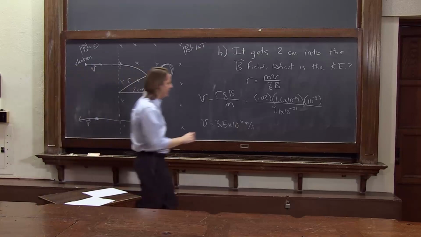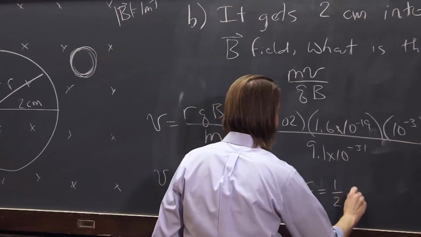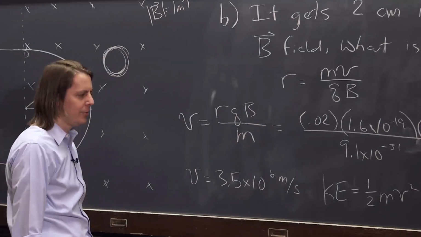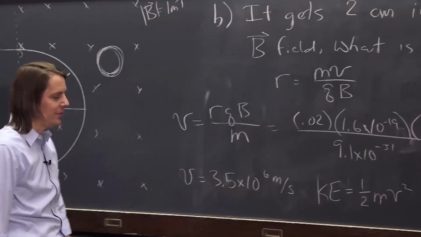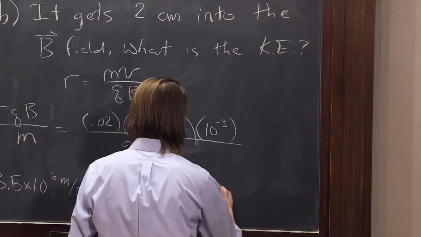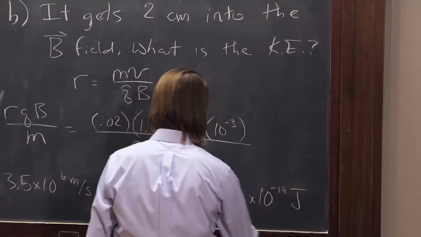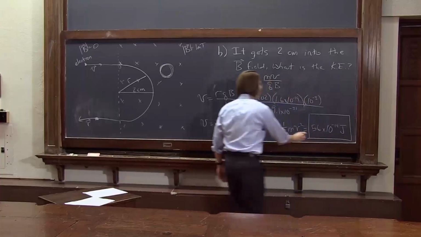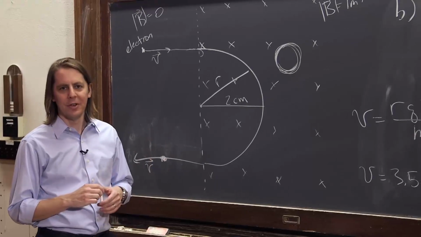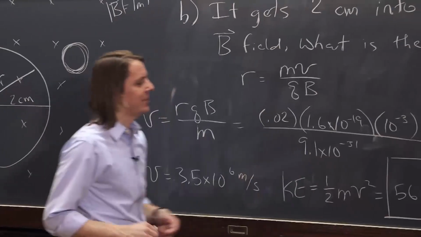So now you plug this into KE, your standard formula of 1/2 mv squared, where m again is 9.1 times 10 to the minus 31 kilograms and v is 3.5 times 10 to the 6 meters per second, and you get 56 times 10 to the minus 19 joules. An extremely small amount of kinetic energy, but keep in mind it's just an electron. It doesn't weigh much. So even though it's going fast, this extremely small mass keeps the kinetic energy really low.